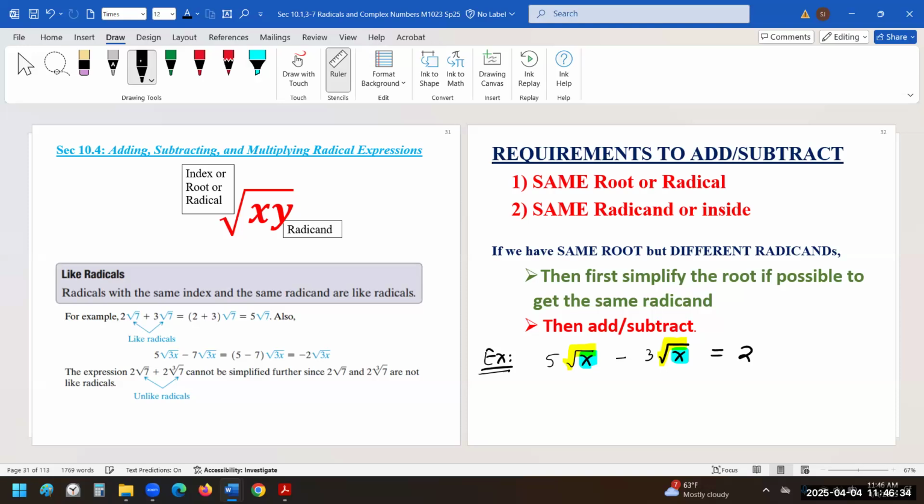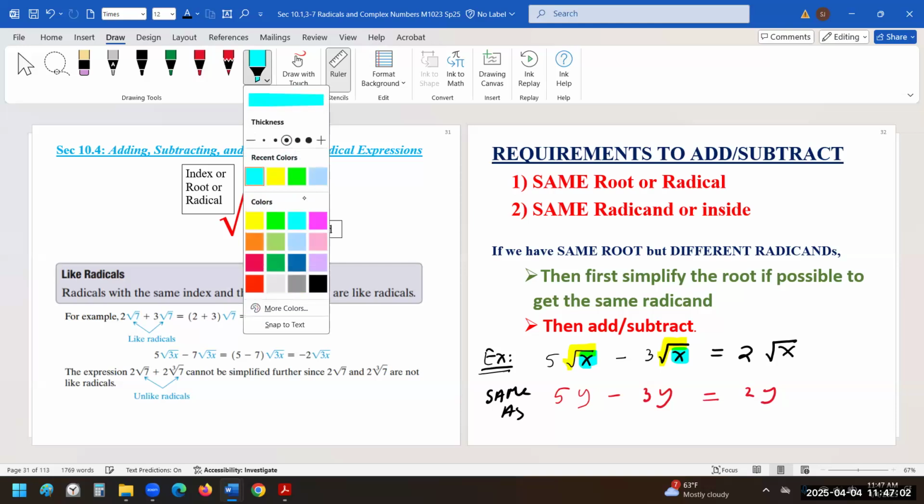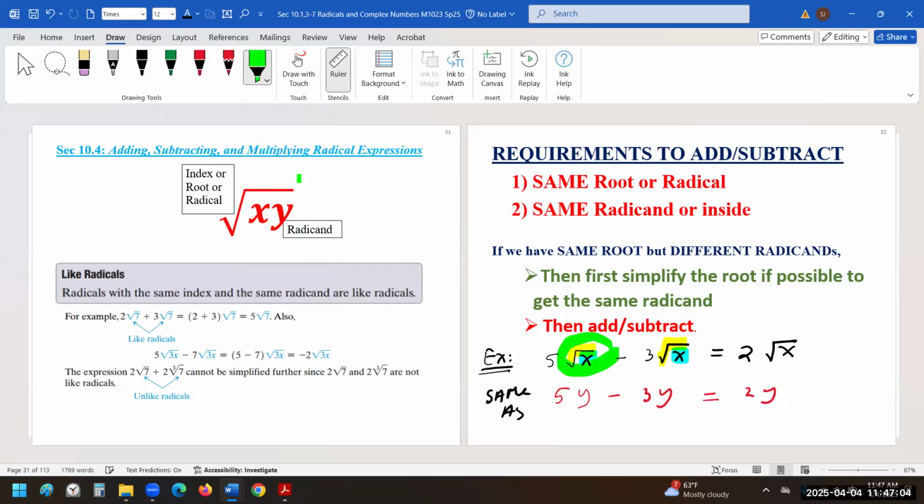So the answer is 2 with the radical of x. Treat your radical as a variable, and then you add or subtract their coefficients. For example, this is the same as if I gave you 5y minus 3y. We know the answer, it's 2y. So think of your radical as a variable.